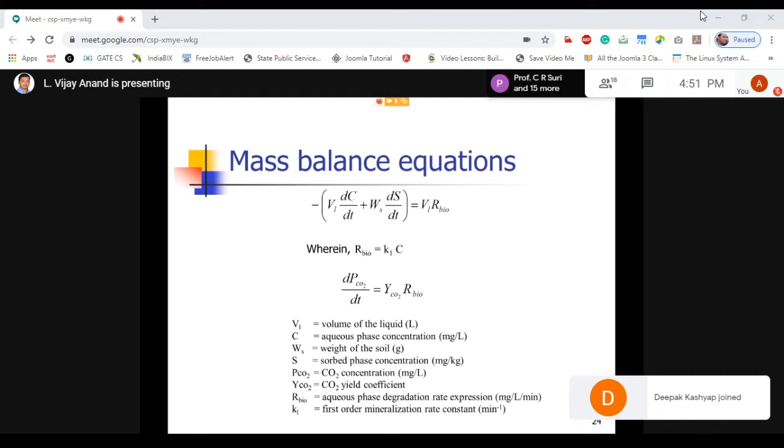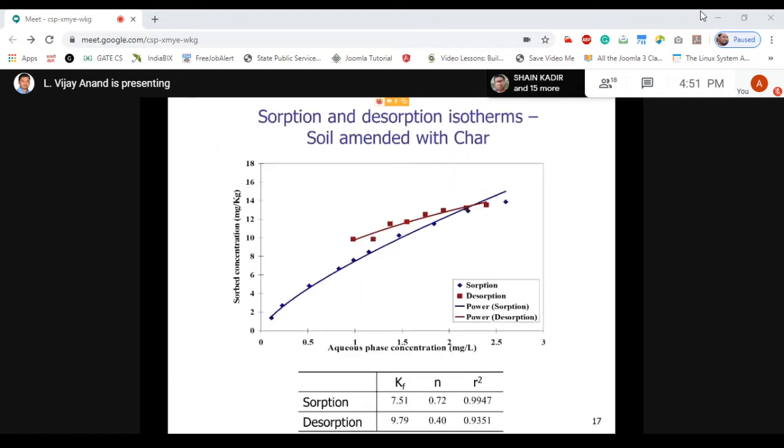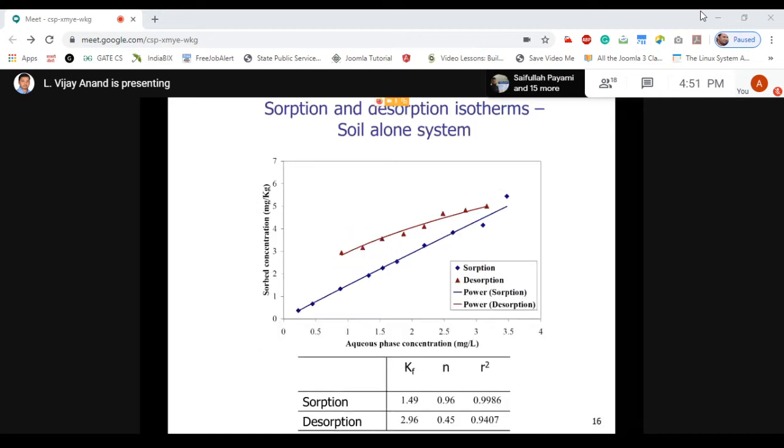In a system, yeah. Is it possible that KF, because I could see in some of my systems, it depends on the concentration? Yeah, it is very much so. This KF and N are dependent on the sorbent and the adsorbate, so it's very much dependent on the system. And if we have, instead of atrazine, let's say alachlor or endosulfan or some other pesticide, it will be totally different. Okay. Thank you. Any more questions?